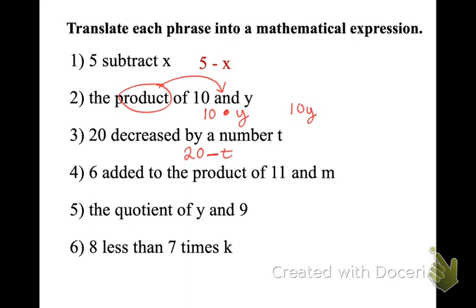6 added to the product. Okay, so first of all, I'm going to have to send this over. That's a plus. What comes before it? Oh, that's a multiplication, sorry. And this is an m, so that would be 11m. Okay, and then it says 6 is added to that. So we're going to have to put the plus 6 here. 11m plus 6.